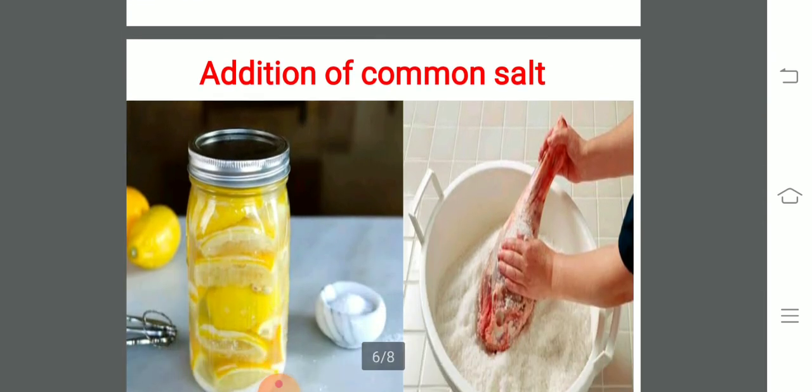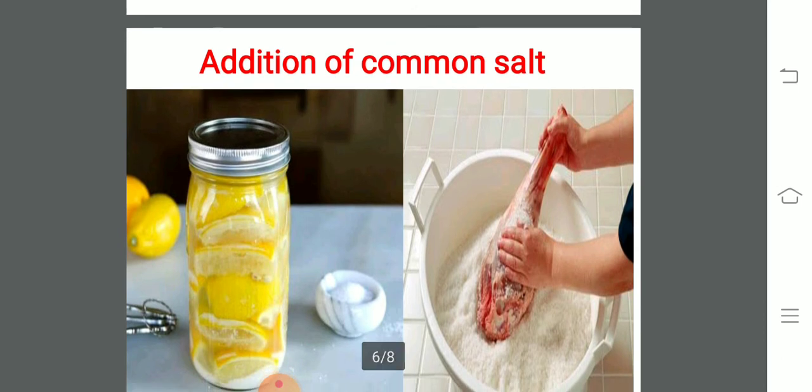Then the next method is what? Addition of common salt. Salting, also known as curing, removes the moisture from foods like meat, which is shown in the second picture. The first picture shows pickling, meaning preserving food in brine or salt solution. This salt kills and inhibits the growth of microorganisms or bacteria. There are various methods of pickling, like chemical pickling and fermentation pickling.